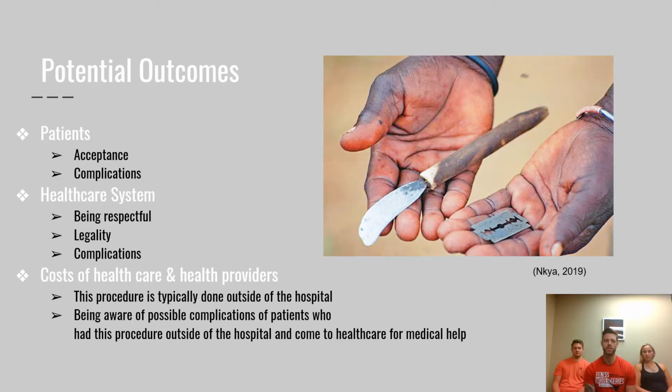Potential outcomes for the patient, healthcare system, and the cost of healthcare and the providers should be looked at whenever any procedure is performed. For the patient, outcomes for female genital mutilation include acceptance into their culture and side effects that include pain, swelling, risk for infection, and long-term complications.